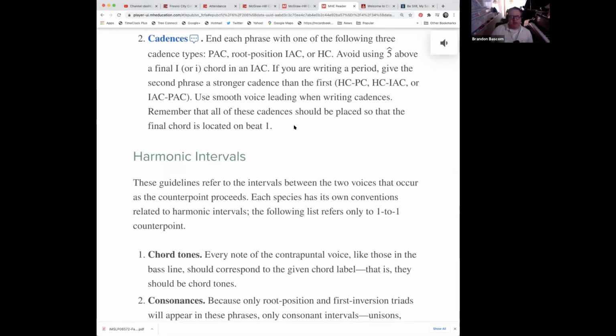Cadences. End each phrase with one of the following 3 cadence types: a PAC, an IAC in root position, or a half cadence. Avoid using scale degree 5 above the final tonic in major or minor in an IAC. If you are writing a period, give the second phrase a stronger cadence than the first. Use smooth voice leading when writing cadences. Remember that all of these cadences should be placed so that the final chord is located on beat 1. And don't forget to write your mom.